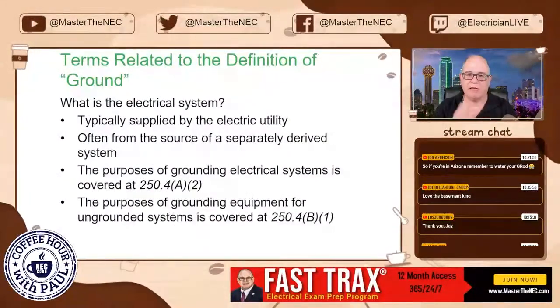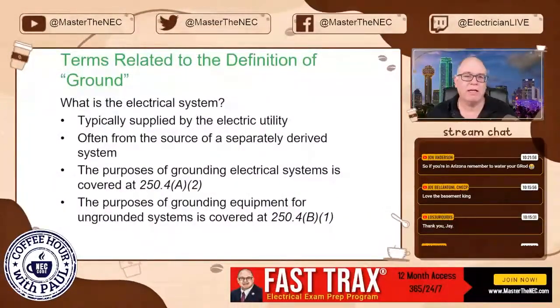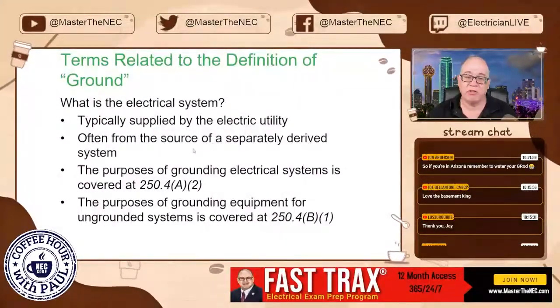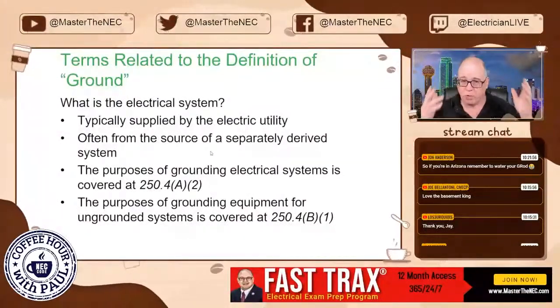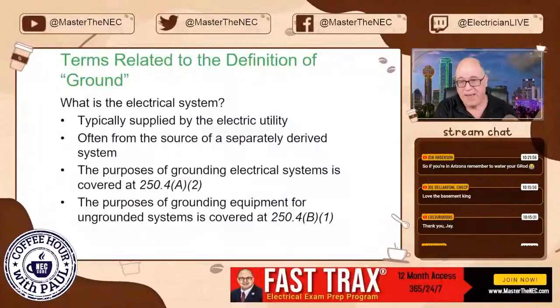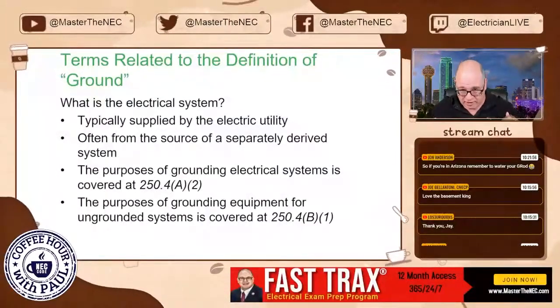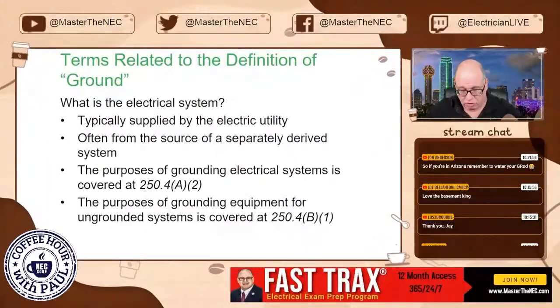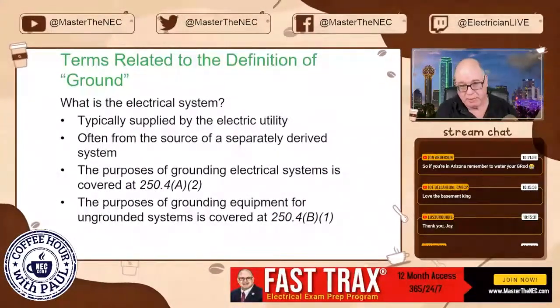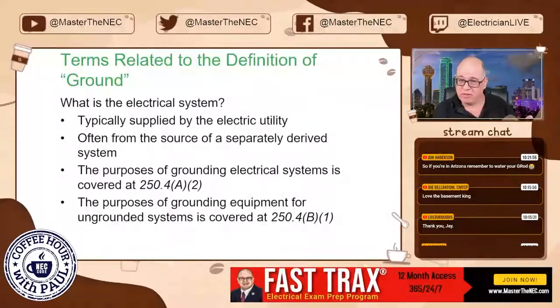So the term ground, again, means connection to earth. What is the electrical system? Typically supplied by an electric utility, okay, a transformer on the pole, or a pad transformer, where your electrician will take your underground service conductors over to the pad, and that's where they make it. So anyway, supplied by the utility.